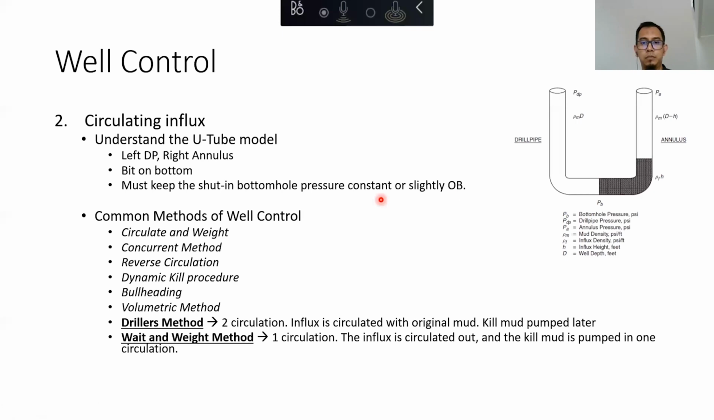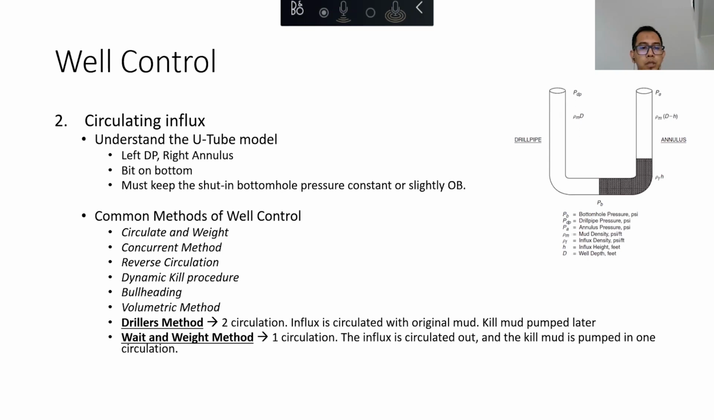And then common methods of well control, there are, I think there's some more than this. I think I bring it here. There are 8: circulate and wait, concurrent method, reverse circulation, dynamic kill procedure, bullhead, volumetric method, driller's method, and wait and weight method. The driller's method and the wait and weight method are the 2 main or commonly used well control methods in the IADC guidelines right now, and in the world of drilling operations.